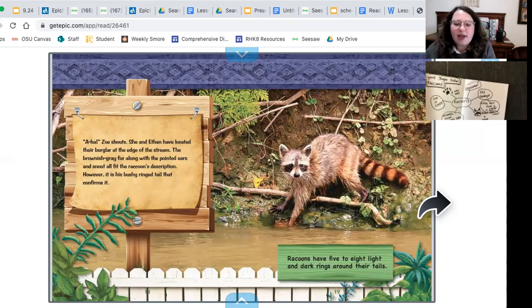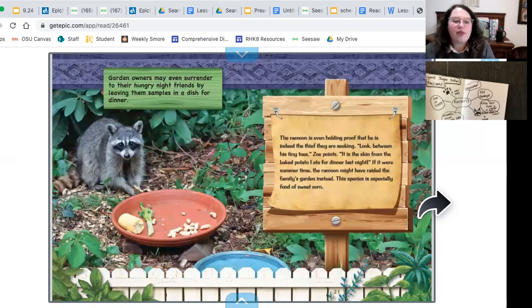Raccoons have 5 to 8 light and dark rings around their tail. Garden owners may even surrender to their hungry night friends by leaving them samples in a dish for dinner. The raccoon is even holding proof that he is indeed the thief they are seeking. Look between his tiny toes, Zoe points. It is the skin from the baked potato I ate for dinner last night.